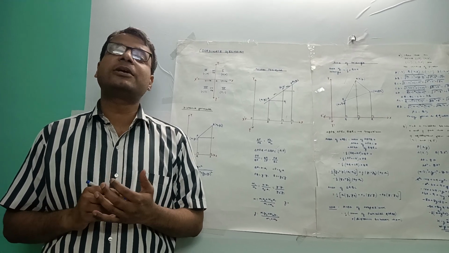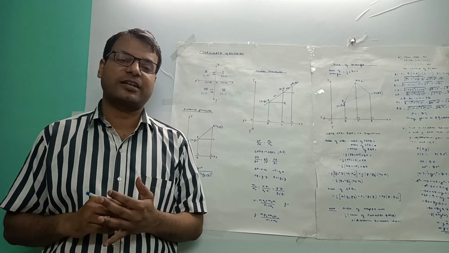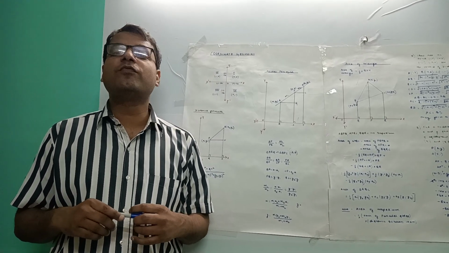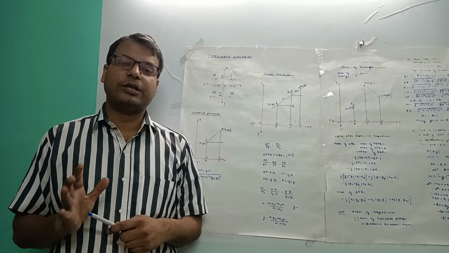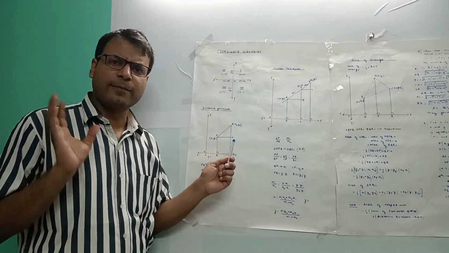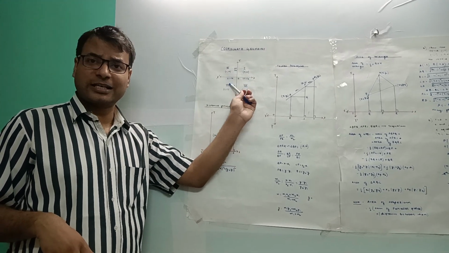See, coordinate geometry is divided into two parts. The first is 2D coordinate geometry and the second one is 3D coordinate geometry. But in your syllabus only 2D coordinate geometry is there, so our whole emphasis will be only on 2D, not on 3D. I think the importance of coordinate geometry is understood by everyone. Now starting from the fundamentals, this is from the previous class.